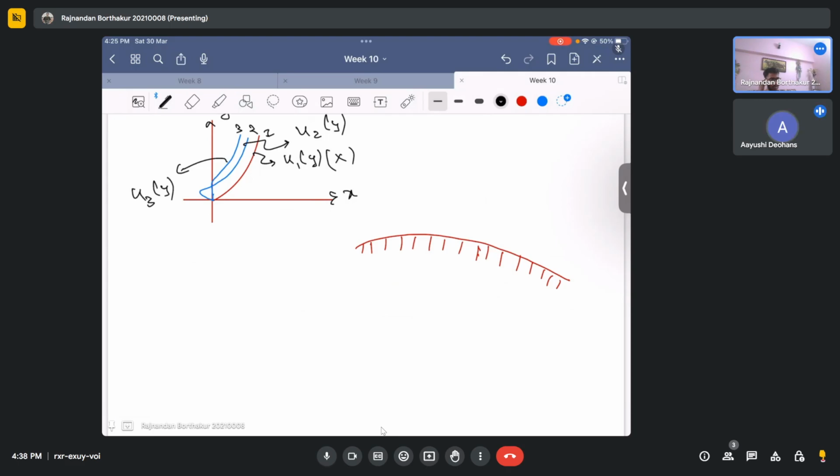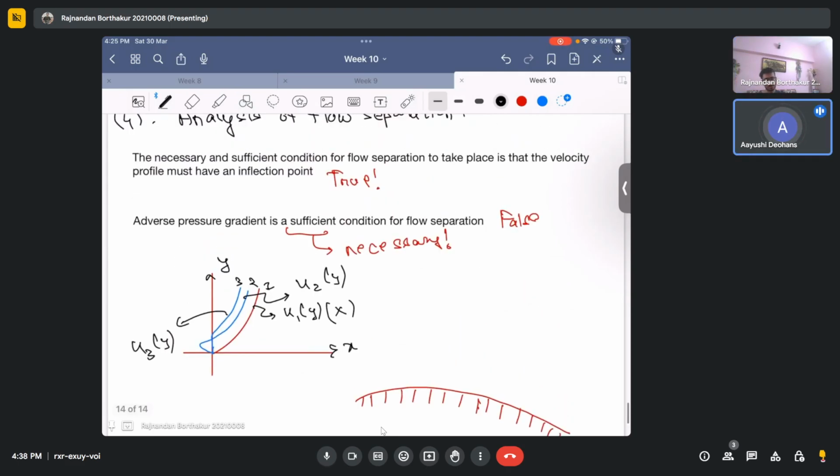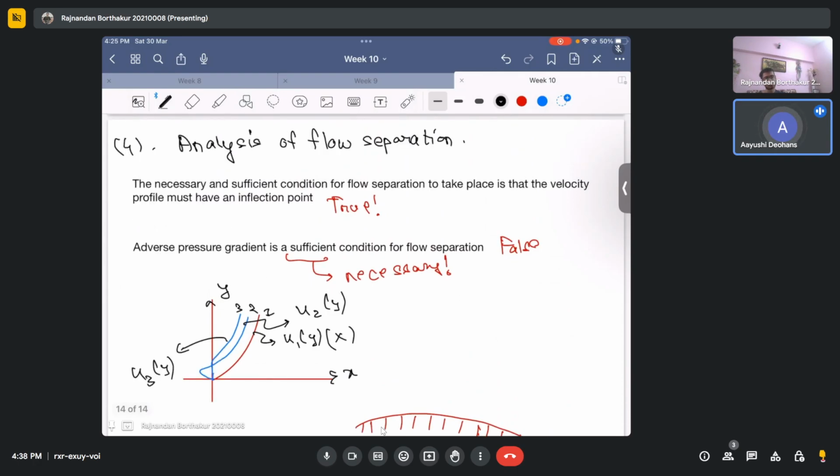But one doubt I am having: a separated flow sufficient condition means that the velocity should have an inflection point. Yeah, exactly. And this question is from a stability point of view. In stability also, there is one theorem that if the velocity profile has an inflection point, the flow can become unstable.